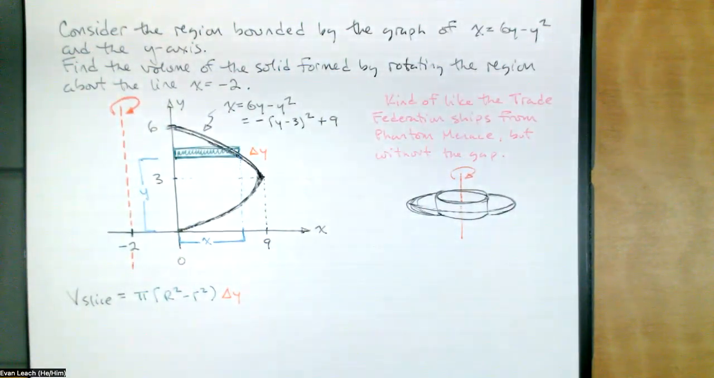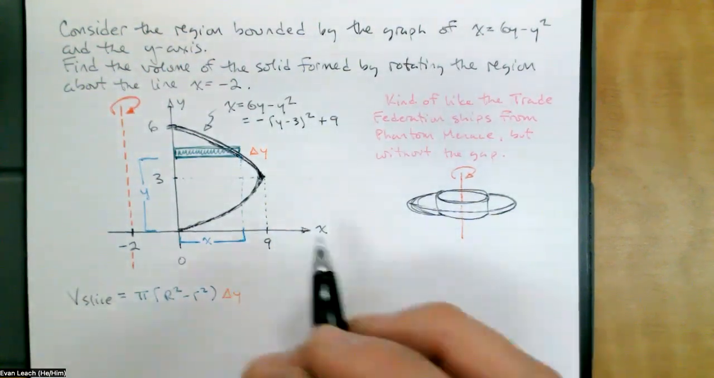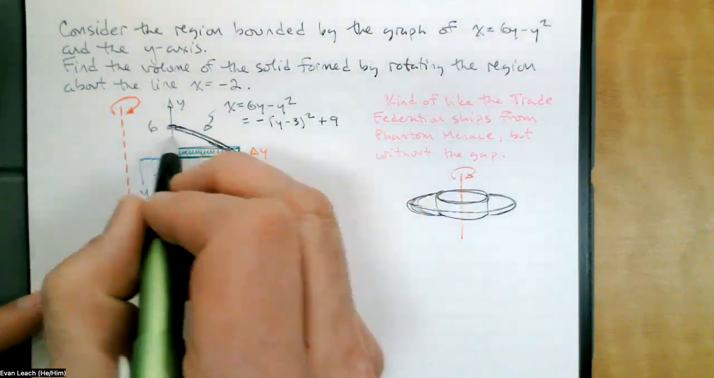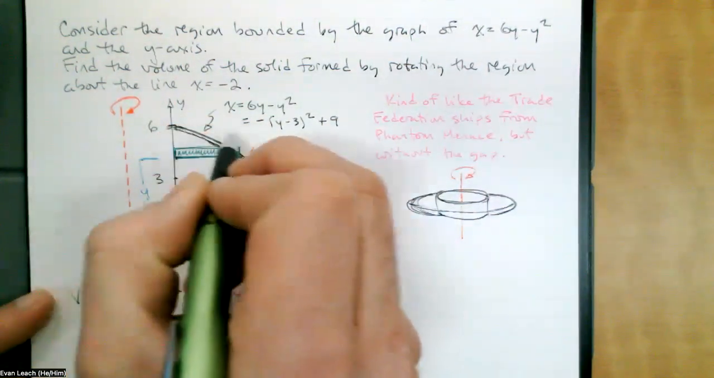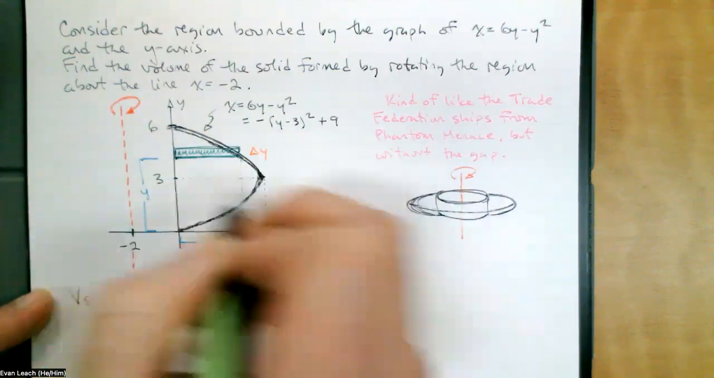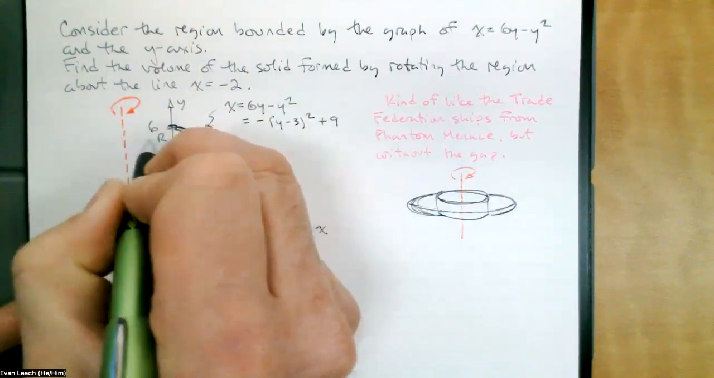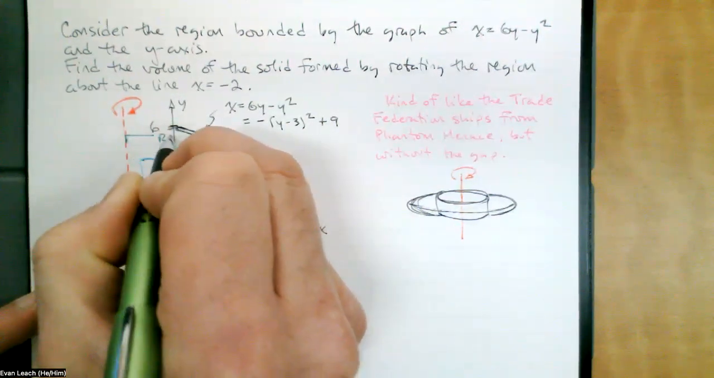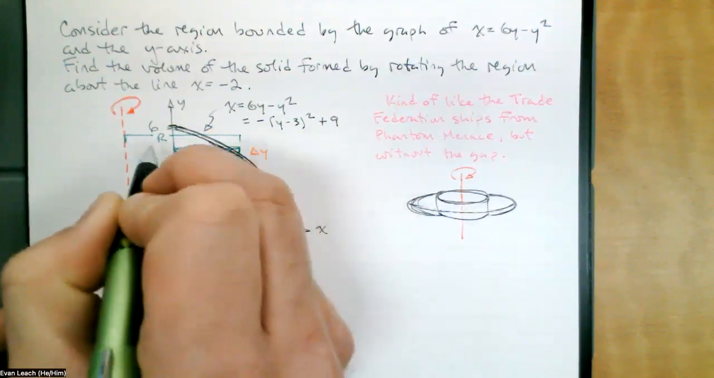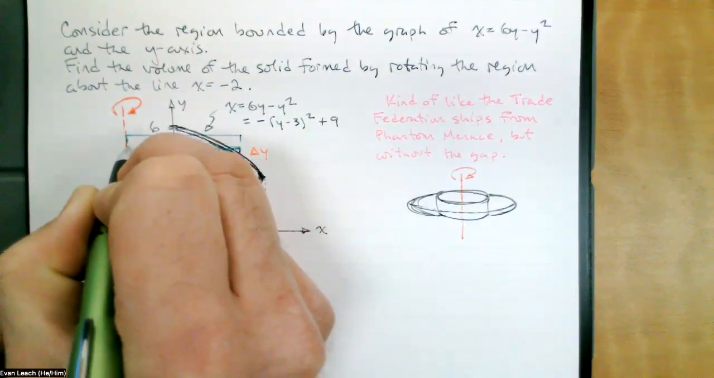Now that we've labeled x and y, we know that our volume of the slice should be pi times big R squared minus little r squared times delta y. I need to identify big R and little r. In a solid of revolution, anything that you're going to call a radius is always measured from the axis of rotation. So big R is from the axis of rotation to the far end of the slice. I know I should have drawn it lower. Big R goes to the far end of the slice, and little r goes to the near end of the slice.